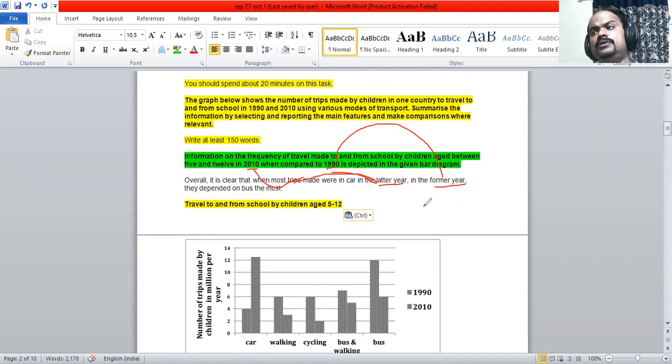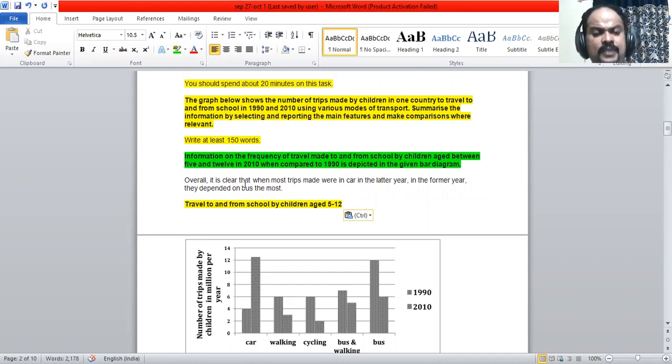And in the overview, you're not supposed to write figures. It's not recommended unless it's an exceptional case. So please don't write numbers in the overview. But when you see the overview, if it is not clear, we need to edit it. Overall, it is clear that when most trips were made by car in the later year, in the former year, they depended on the bus the most.